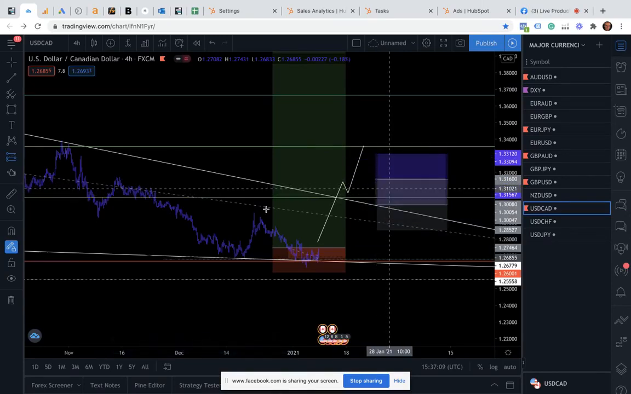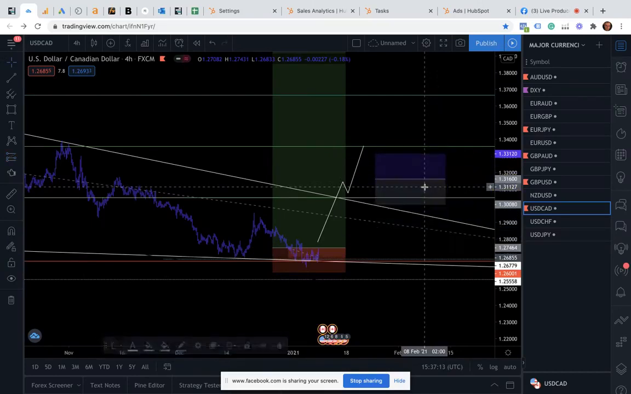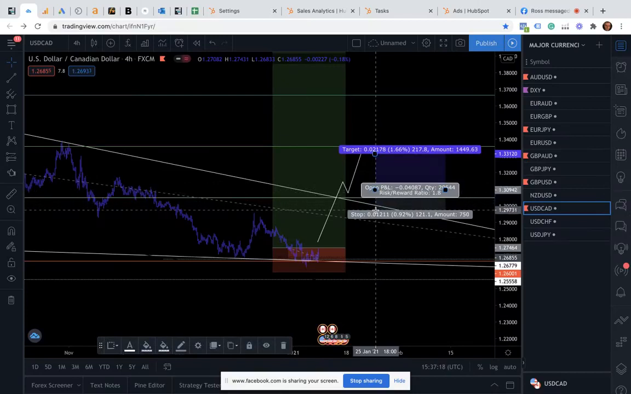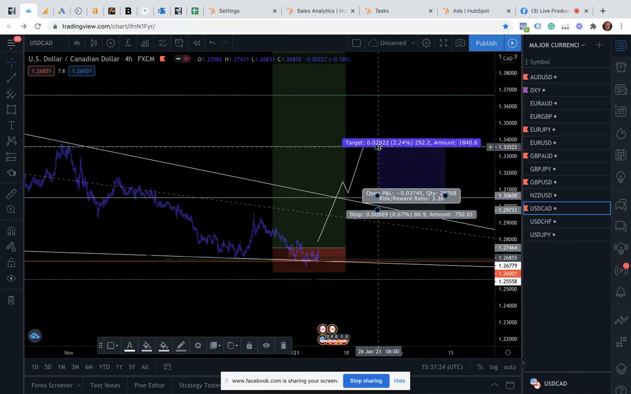Okay, something along the lines of this. Stop loss nicely inside the pattern again, and then take it up to this level. That will be our first take profit. Nice 3.3 risk to reward.